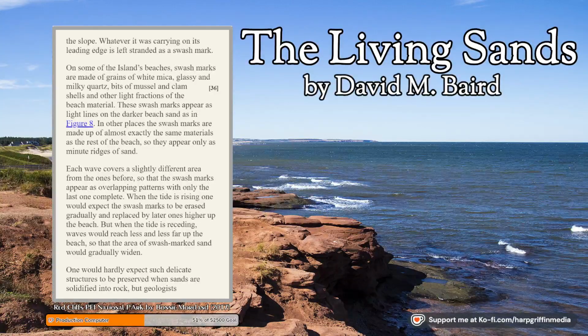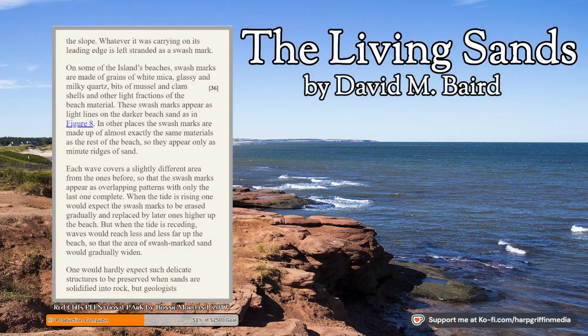Each wave covers a slightly different area from the ones before, so that the swash marks appear as overlapping patterns, with only the last one complete. When the tide is rising, one would expect the swash marks to be erased gradually and replaced by later ones higher up the beach. But when the tide is receding, waves would reach less and less far up the beach, so that the area of swash-marked sand would gradually widen.